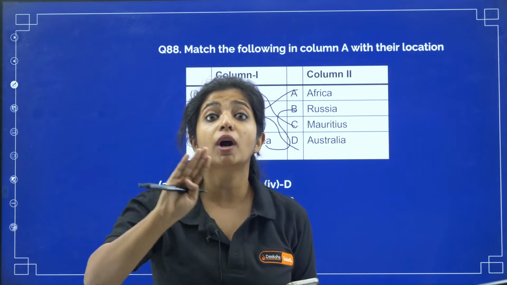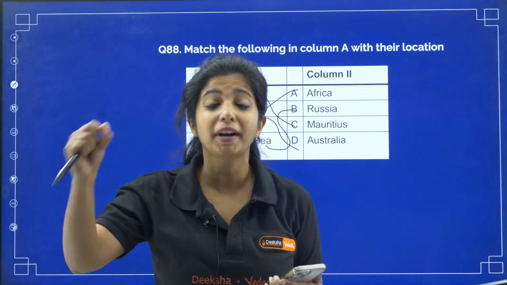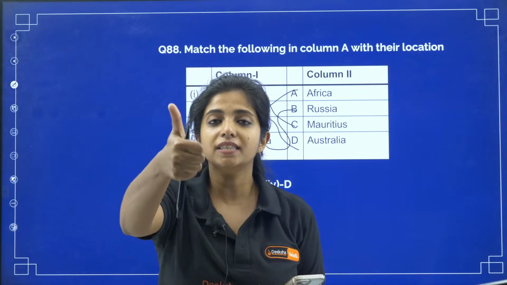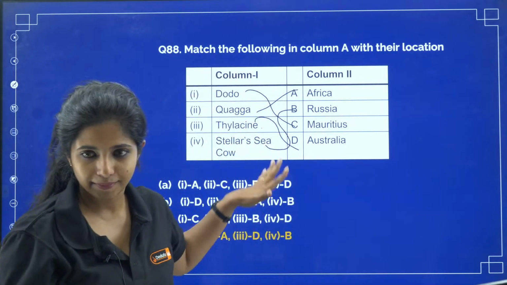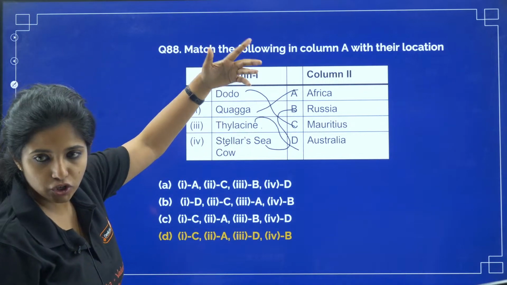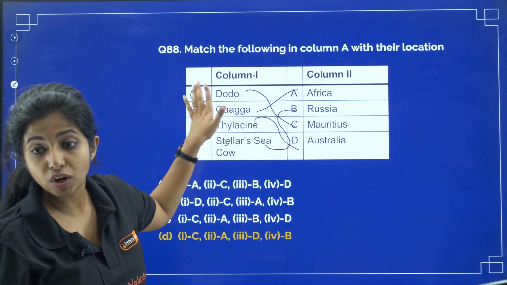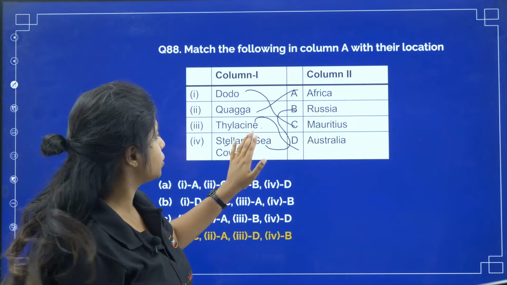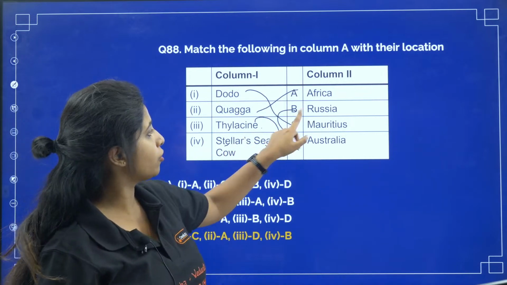are two organisms which got extinct because of over exploitation, and those are Steller sea cow and passenger pigeon. Remember, this is very, very important. Dodo from Mauritius, quagga from Africa, thylacine from Australia, and Steller sea cow from Russia.